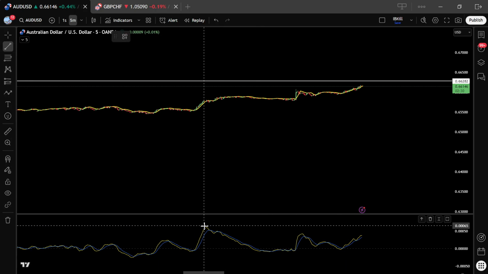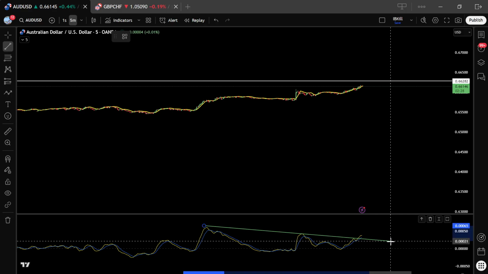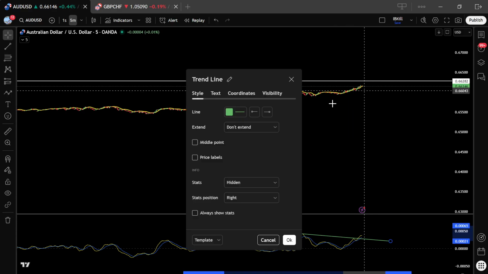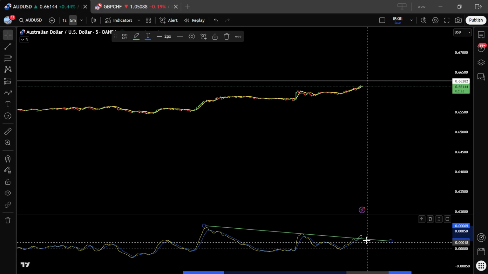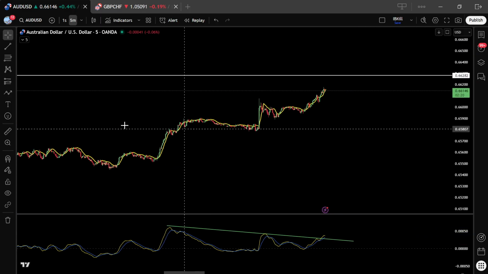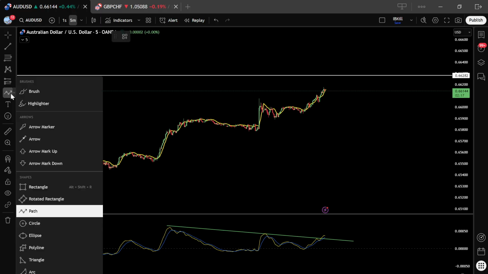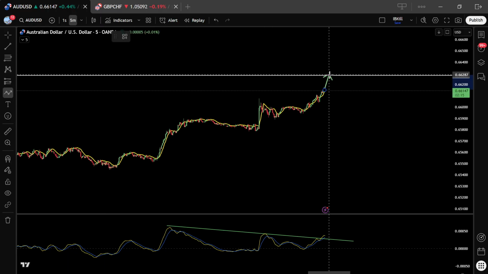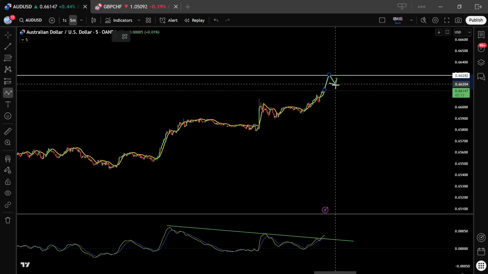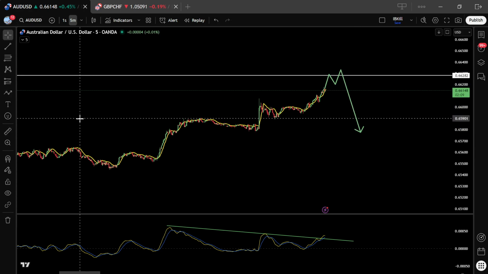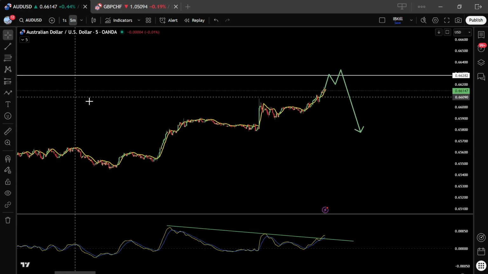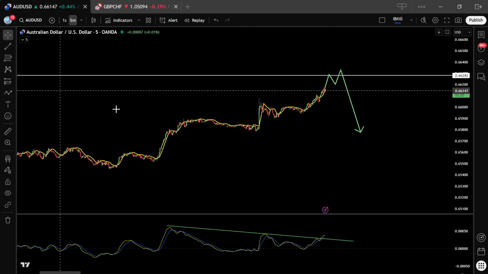Starting to see some kind of divergence here, but let's see what happens in the 5 minute chart. What I want to see happen here is maybe the MACD to start turning down. So push up towards the resistance, MACD turns down like that, and sell. So AUDUSD looking to sell at 66,300.